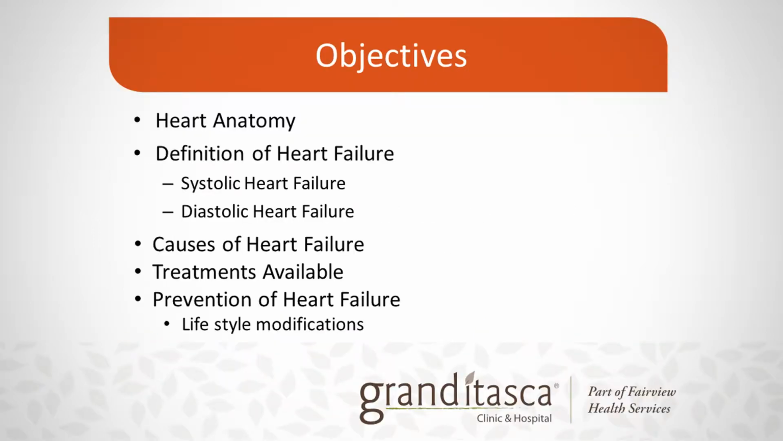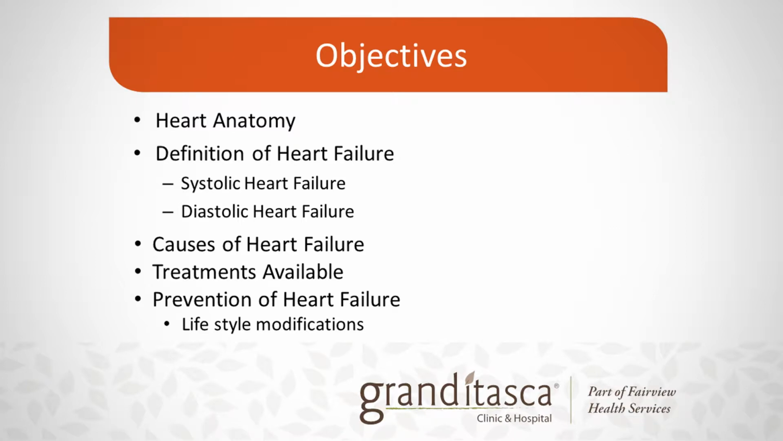So here are some objectives for tonight. We're going to talk a little bit about heart anatomy, as well as the definition of heart failure. There are two specific types of heart failure, systolic and diastolic. We'll talk about preserved ejection fraction with the diastolic, as well as reduced ejection fraction with the systolic failure. We'll talk about different causes of heart failure, symptoms to watch for, treatments that can be recommended by your medical team, as well as prevention of heart failure and lifestyle modifications that can go with that.